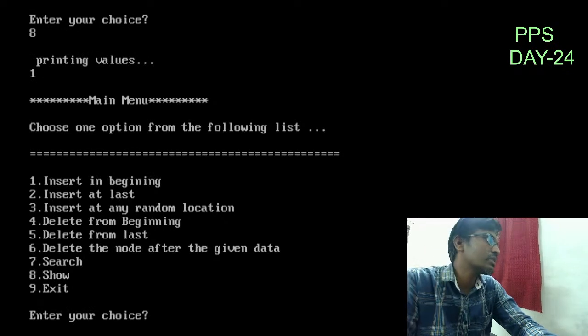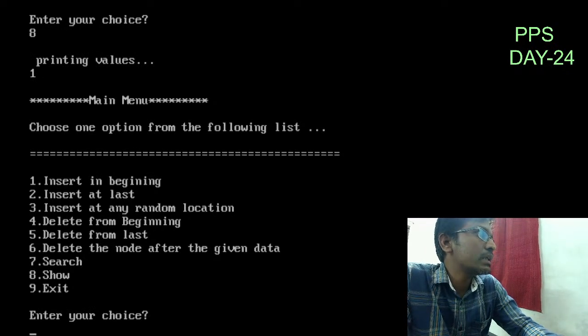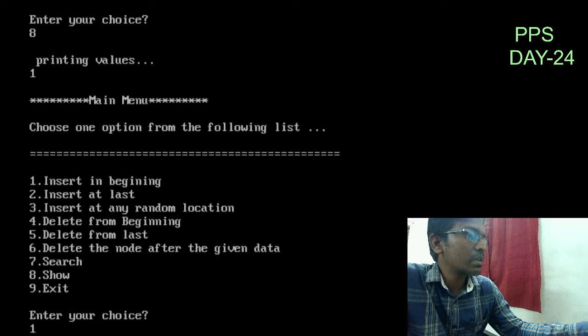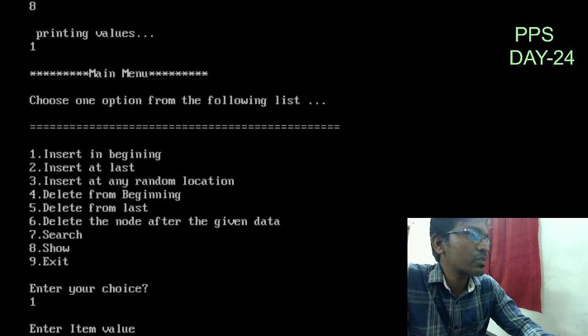So now see here. In the linked list it contains only one element. I hope you'll be understanding. You can observe the screen. So I'm entering choice 8, then it will print the value 1. So next, I'm going to choose the first choice, and I will enter the next element, 2.